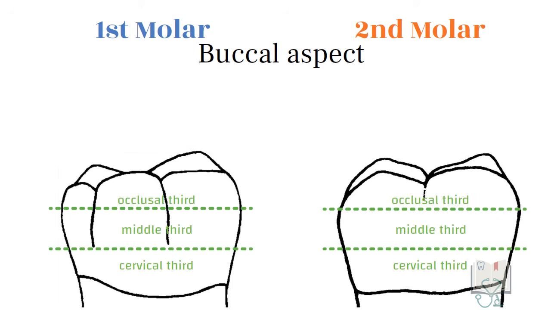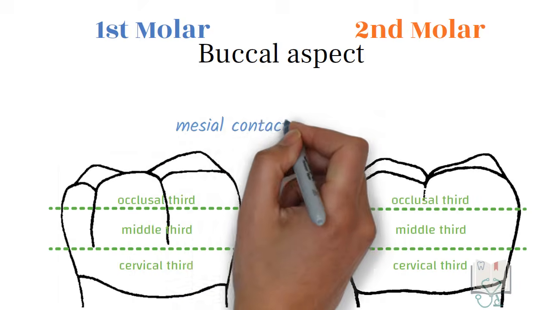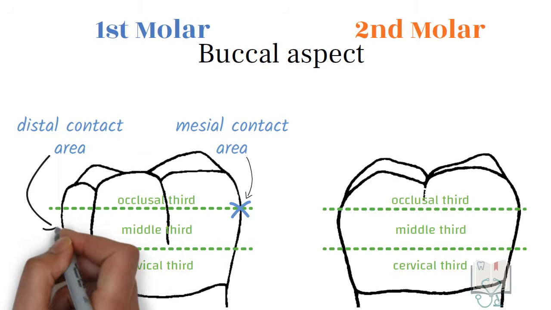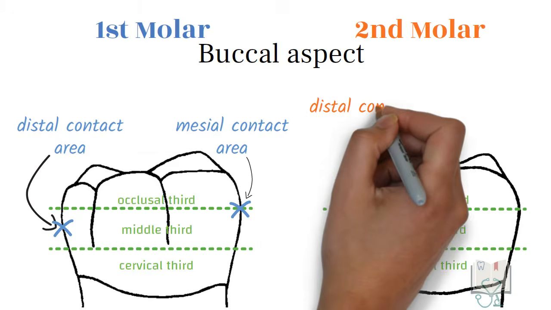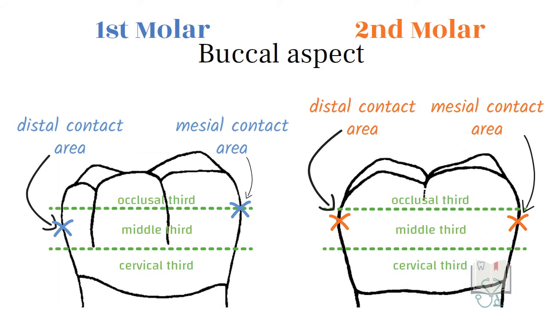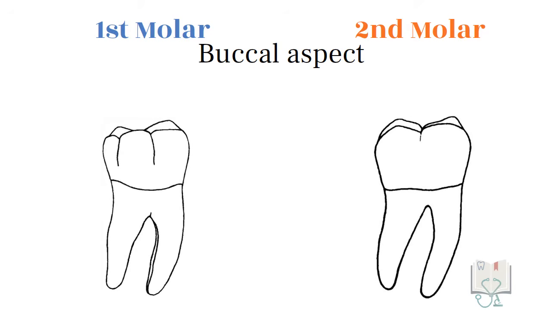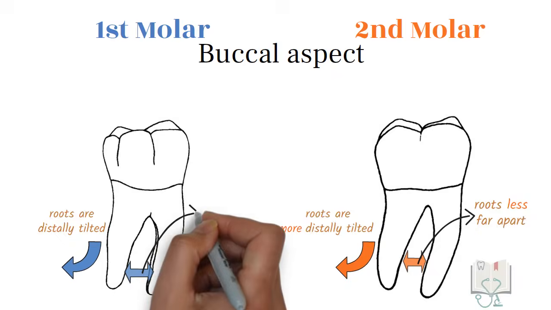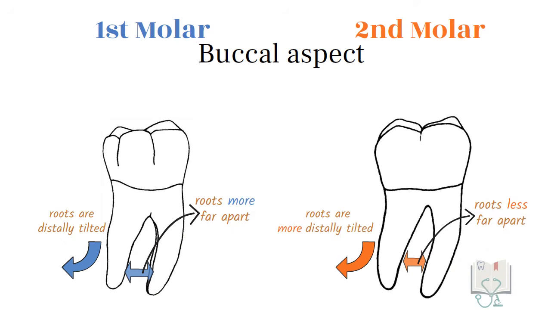About the contact areas, in first molar, mesial contact area is at the junction of occlusal third and middle third, and distal contact area is in the middle third, whereas in second molar, both contact areas are in the middle third. Coming to the root, in both molars, root has a distal tilt, but in second molar, this tilt is comparatively more. Moreover, in second molar, the gap between the roots is less than in the first molar.